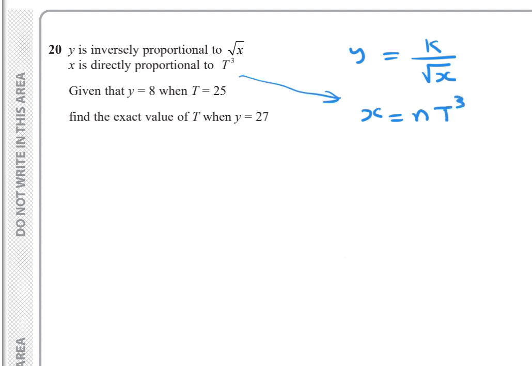Now to find the relation between y and t. So y equals k over square root. You can substitute x by n t power 3, but it's better to substitute x by t power 3 because I need one constant to find its value. So t power 3.